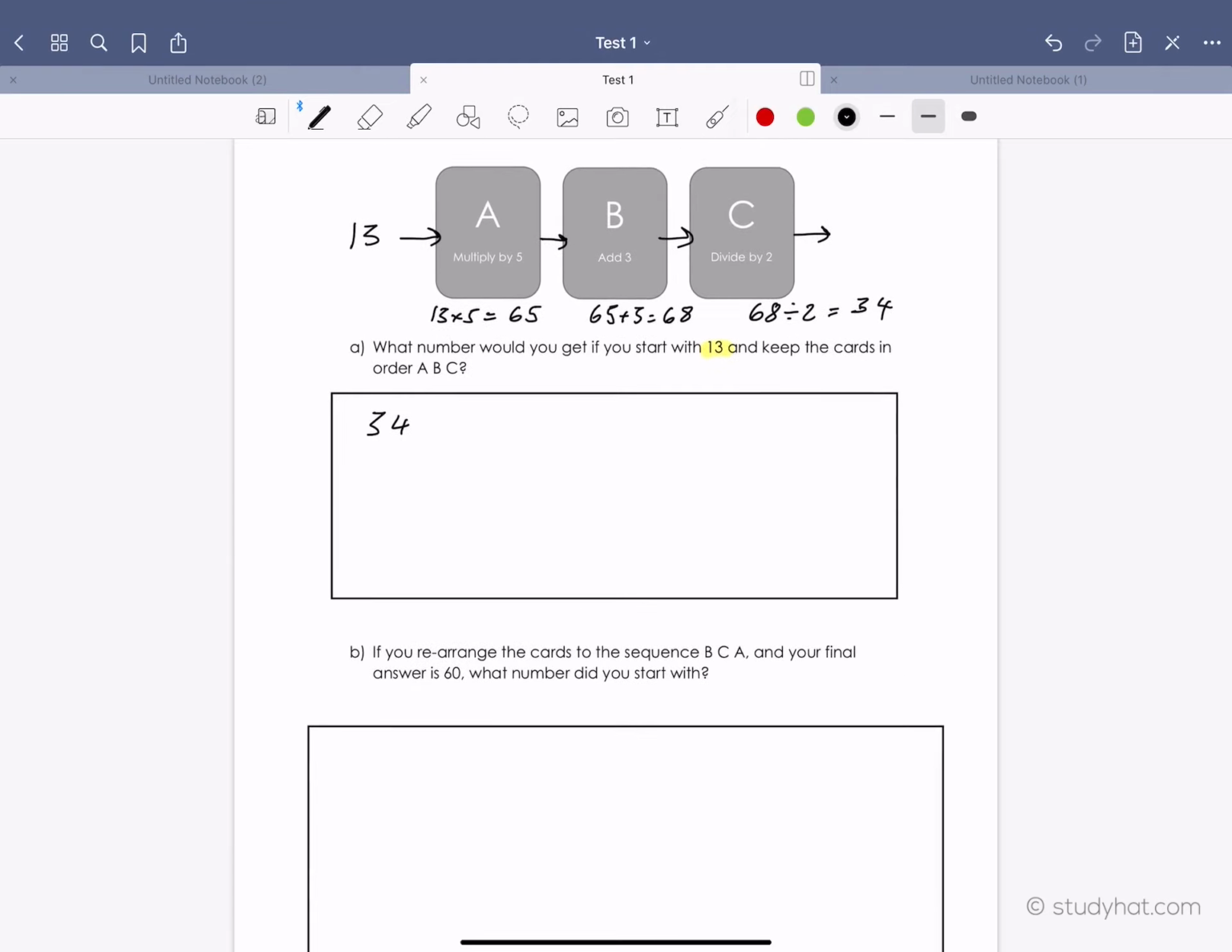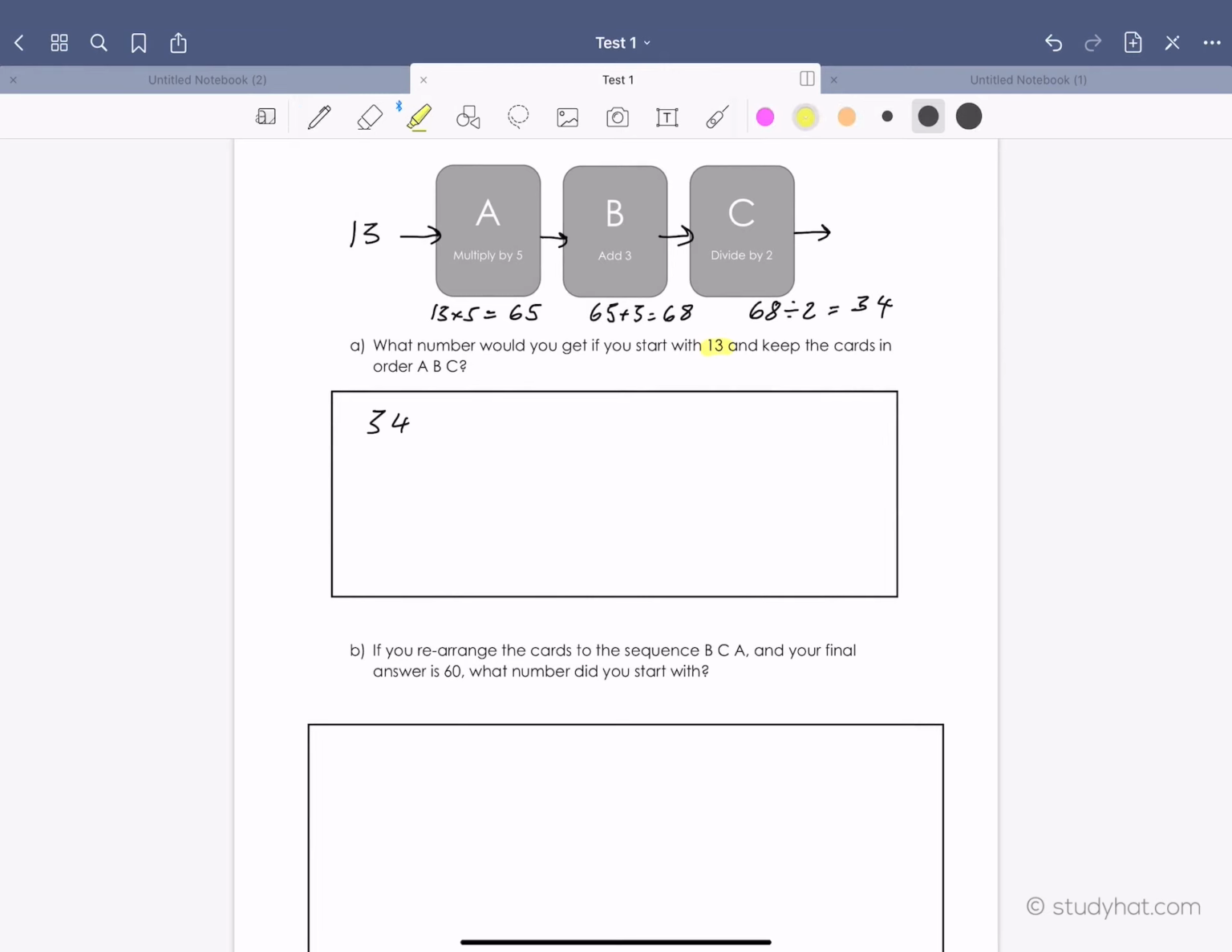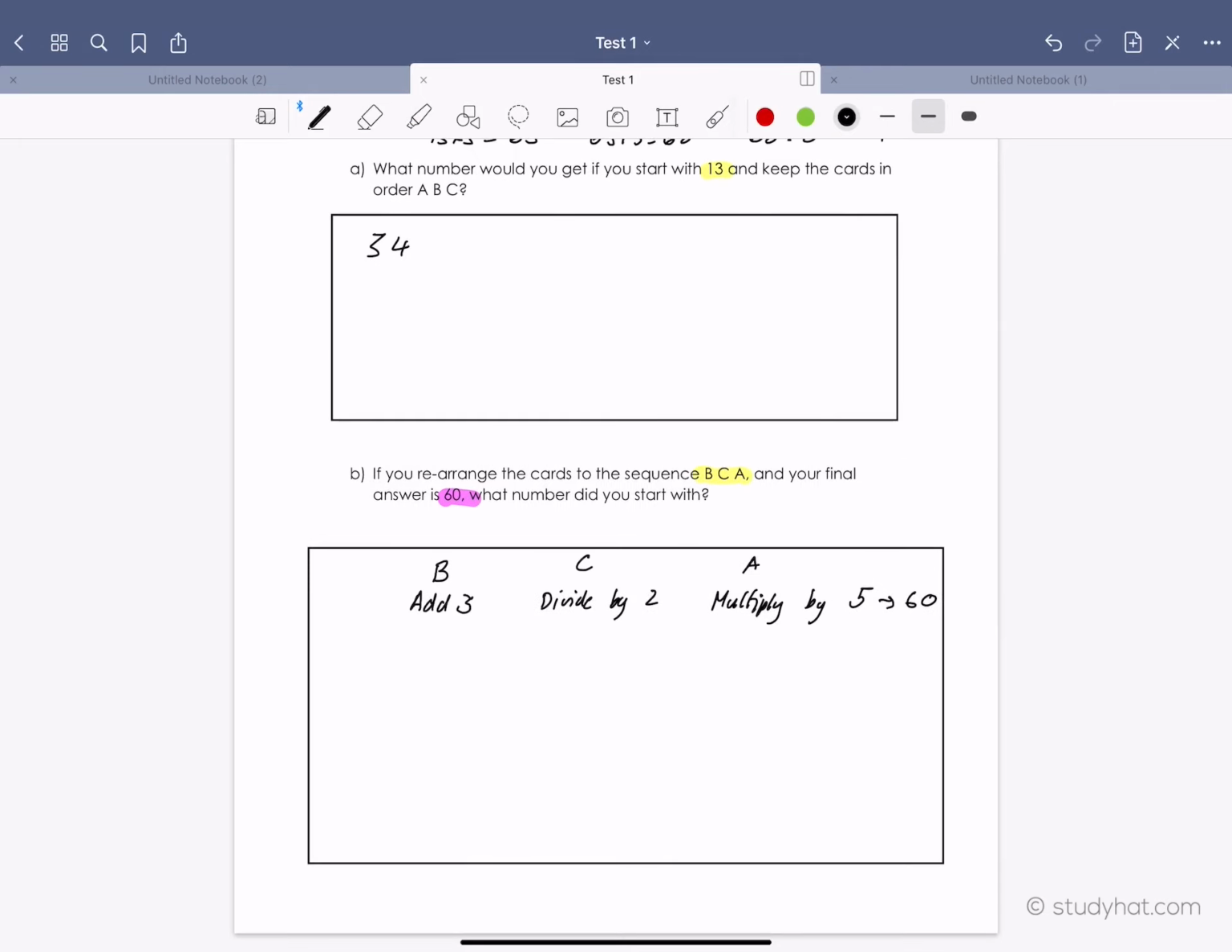Now they're saying we're going to rearrange the cards in the sequence B, C, A. So B is add 3. C is divide by 2. And A is multiply by 5. And then they say our final answer is 60. So we're going to go in reverse this time. This gives us 60. So we actually need to work backwards. So we need to do the opposite.